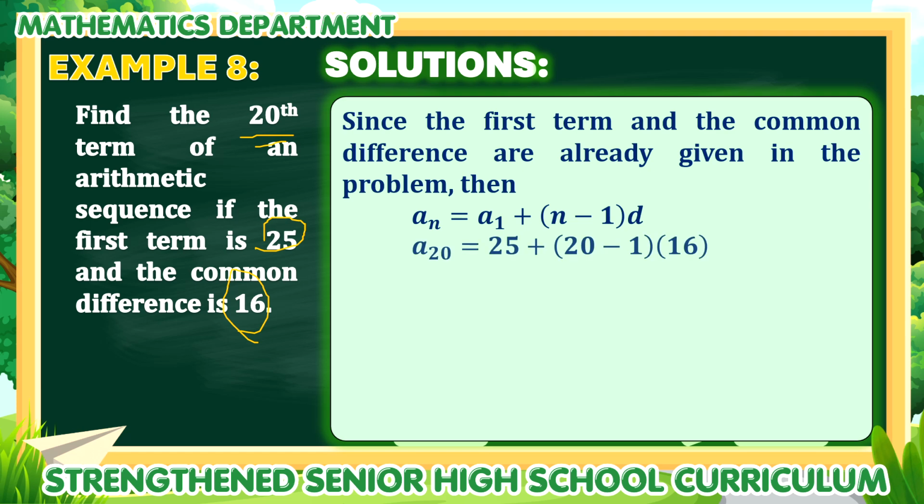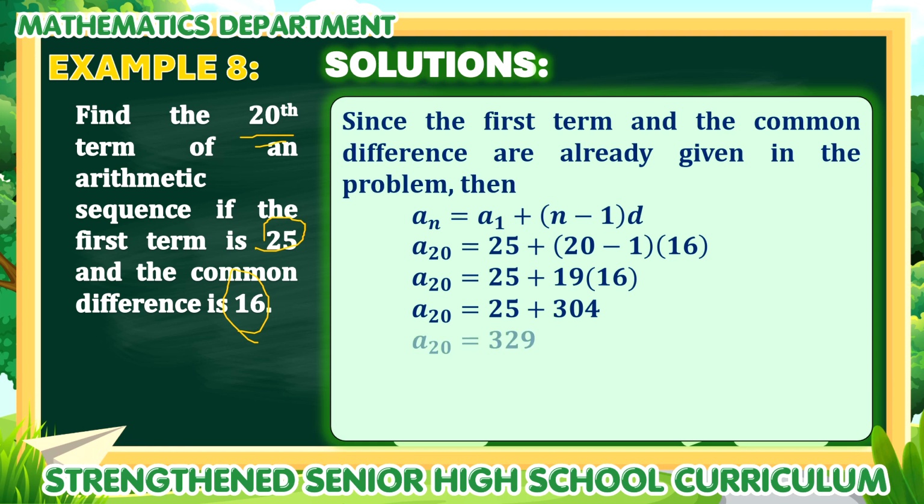So our n here is 20, therefore we have a sub 20 is equal to our a sub 1, which is 25, plus 20 minus 1 times our common difference, which is 16. Now simplifying this one, that gives us 25 plus 19 times 16, and 19 times 16 gives us a total of 304. And adding 25 and 304, that gives us 329. So therefore, our 20th term is 329.